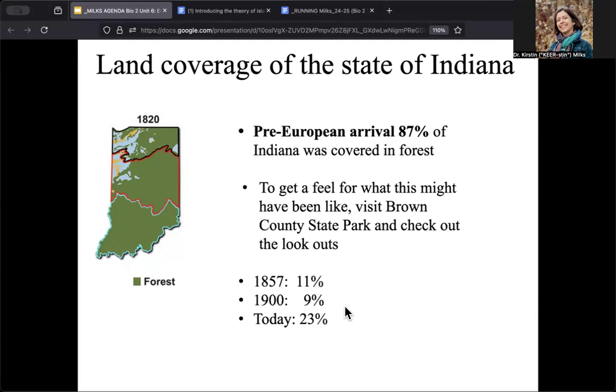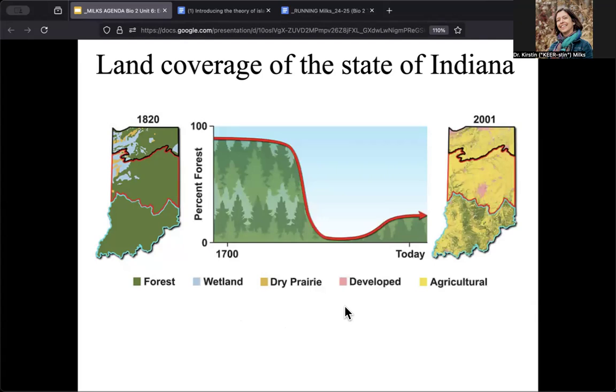That changed pretty dramatically. And in 1900, less than 9% of our state was covered in forests. Today, it's 23%. And the reason that happened is because during the Great Depression, in the New Deal, people came and planted trees. They also did things like build Cascades Park, if you've ever been there. There are still some old growth forests in Indiana, but most of the forests that we think about were replanted. They are less than 120 years old. Here's a graph that shows that, and then the replanting.